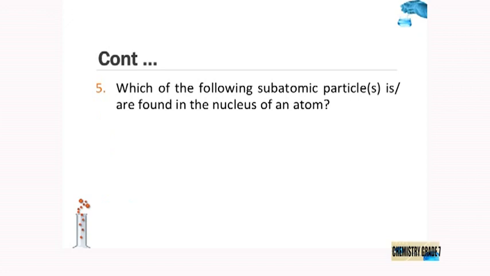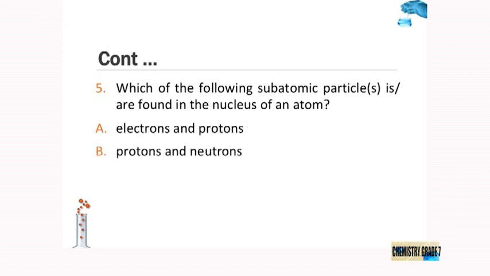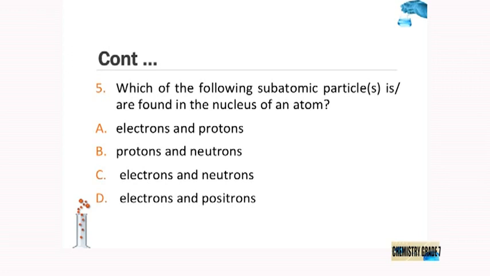Which of the following subatomic particles are found in the nucleus of an atom? A. Electrons and protons. B. Protons and neutrons. C. Electrons and neutrons. D. Electrons and positrons. Protons and neutrons.